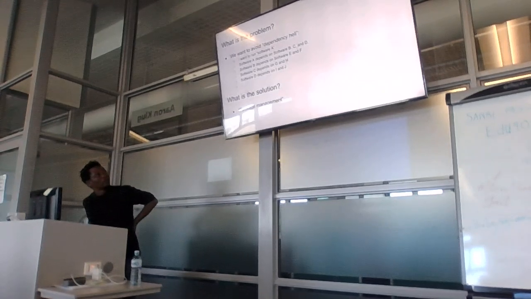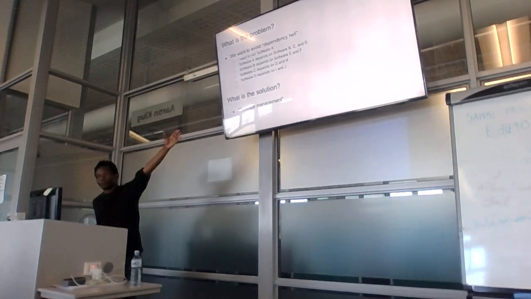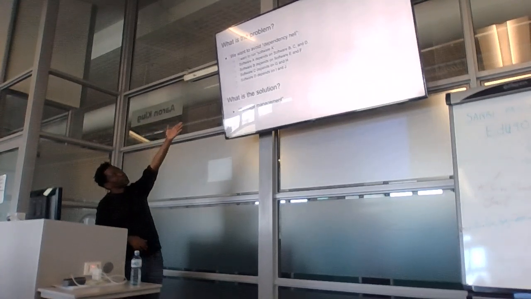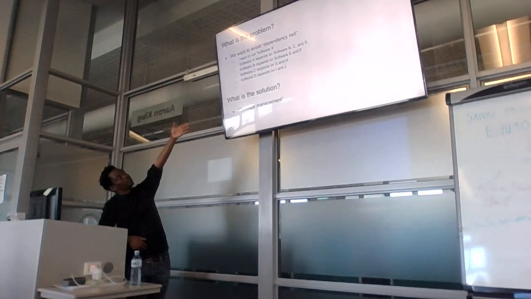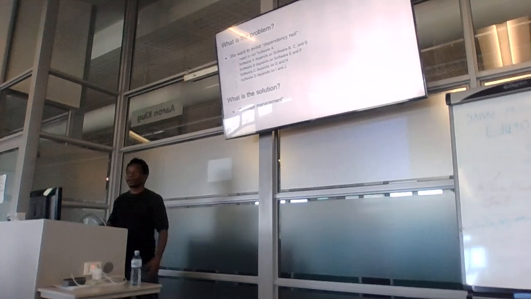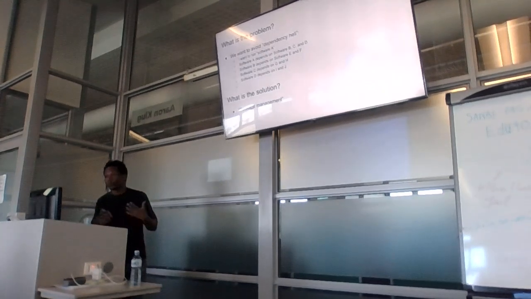So this is sort of a recap really, but I think it's important. So what is the main problem? We want to avoid dependency hell, because I want to install or run software A, which depends on B, C, and D, and B depends on E and F, and C depends on G and H, and D depends on I and J. And we saw an illustration of that this morning.